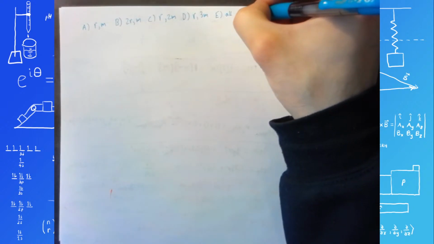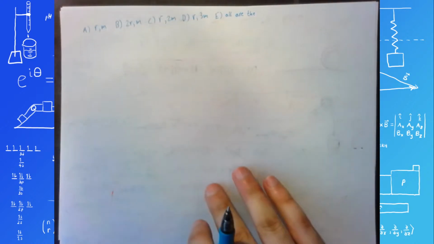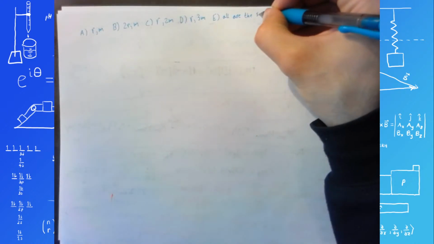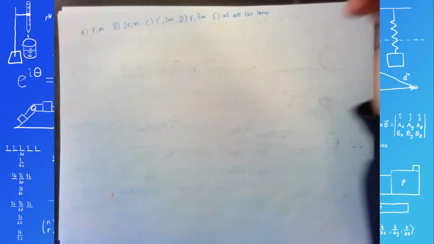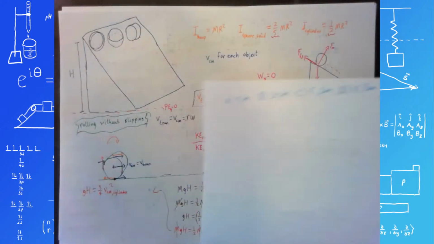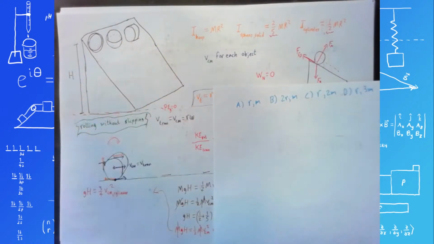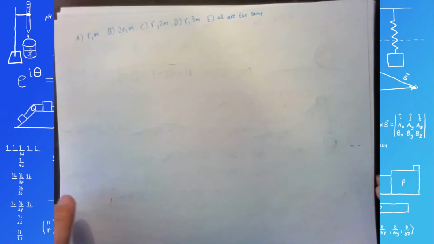And they have 3 questions. All are the same might be a possible answer. So basically this scenario, but everything is a sphere. They just have different masses and radii.